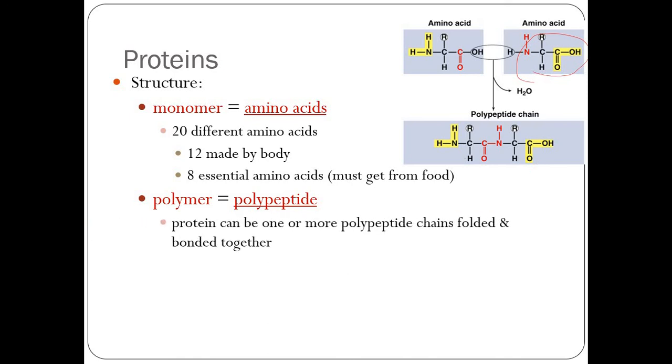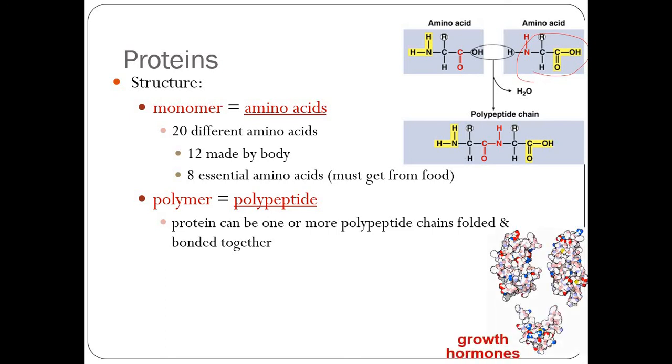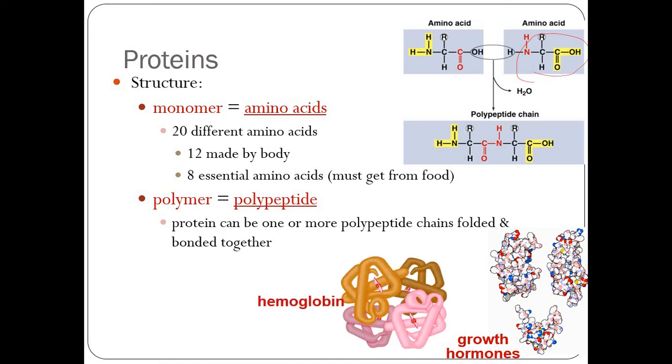Okay, so a protein can be one or more polypeptide chains folded and bundled. Like for example, growth hormones. So imagine the complexity of the structure of a protein. So in the structure of growth hormone, all of these are peptide bonds. Amino acids bonded together by peptide bonds. Another example, hemoglobin. So imagine, you have two alpha and two beta subunits of hemoglobin. So these are all proteins.